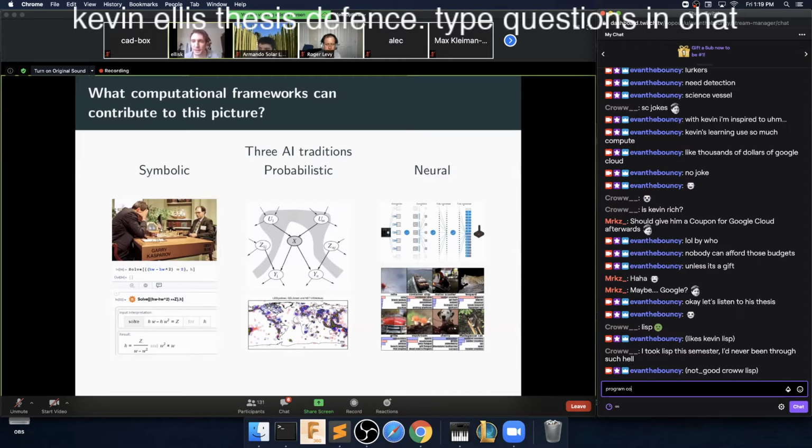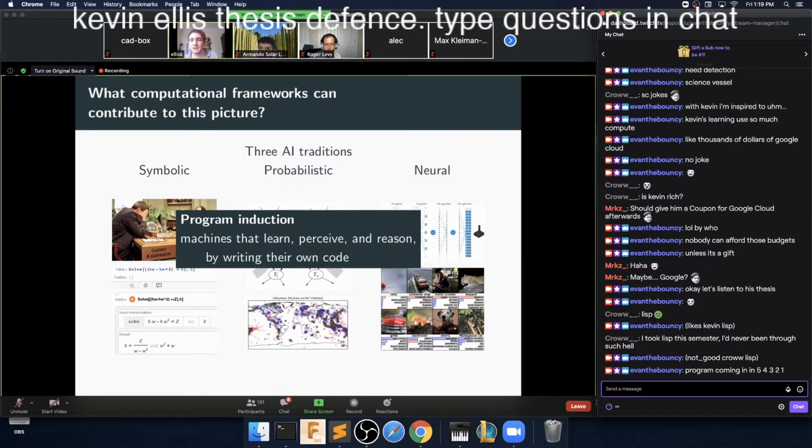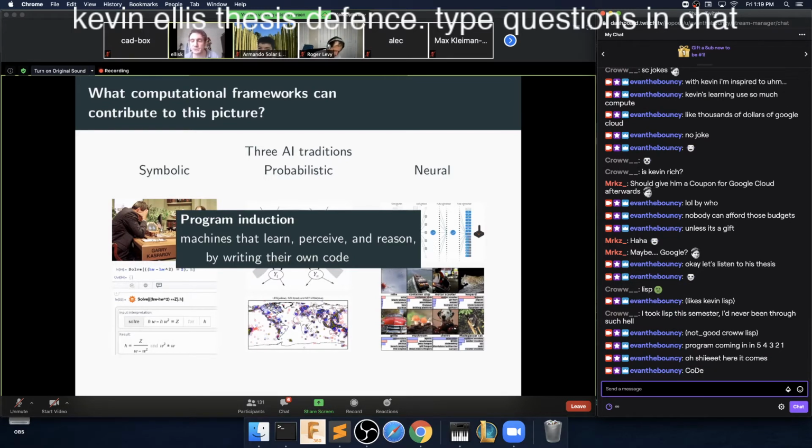So what I'm going to be talking about today is an approach to artificial intelligence called program induction. The idea is that we represent knowledge as code, as programs, and we learn by adding to that body of knowledge, by synthesizing new code. You shouldn't see program induction as being in opposition to any of these other AI traditions. Instead, you should see it as trying to take the best from all of them.